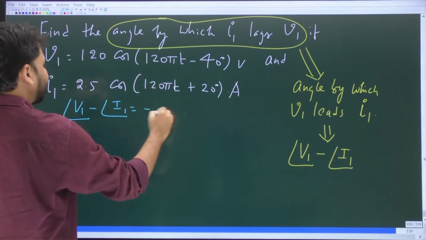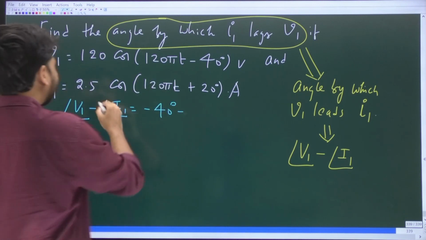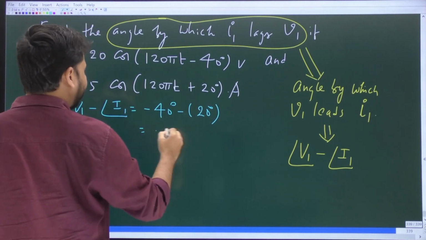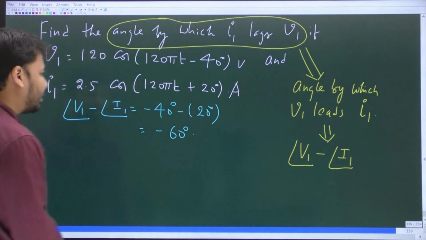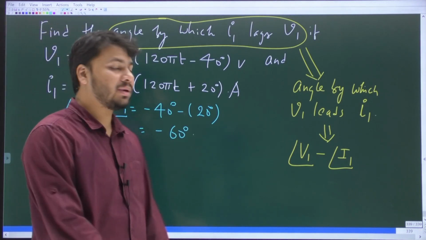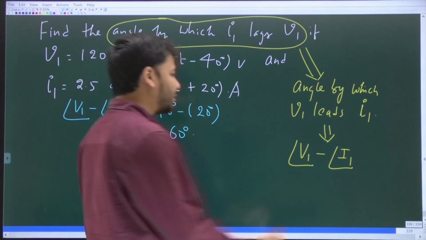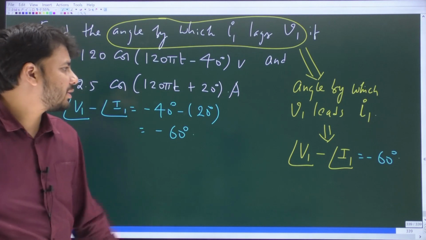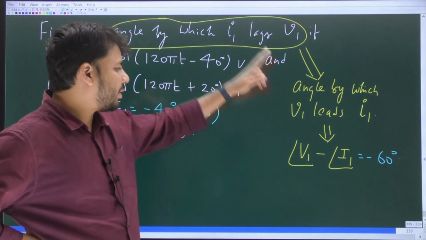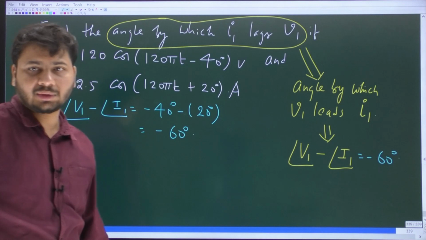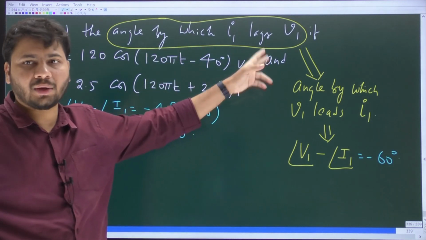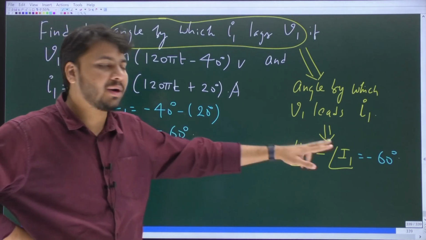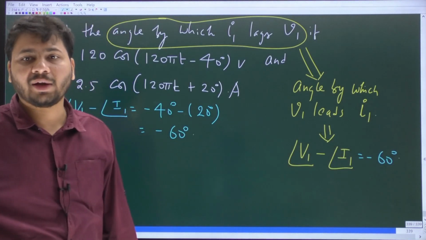Phase of voltage is minus 40 degrees, minus the phase of the current, which is 20 degrees. So minus 40 minus 20 is minus 60 degrees. So the angle of V1 minus the angle of I1 is minus 60 degrees. That means the angle by which I1 lags V1 is minus 60 degrees, because the angle by which I1 lags V1 is the same as the angle by which V1 leads I1, and V1 leads I1 by an angle of minus 60 degrees.